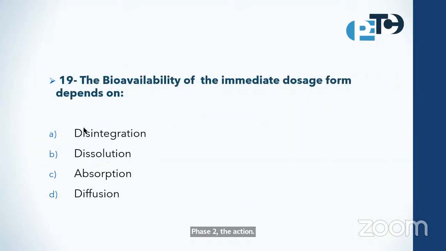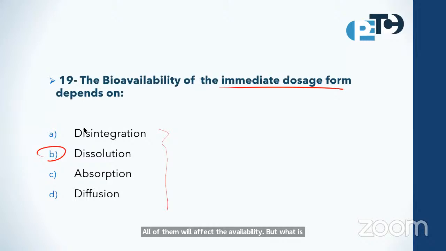The next one. The bioavailability of an immediate dosage form depends on what? To increase the bioavailability, what do you need? Increase disintegration, dissolution, absorption, or diffusion. The first limiting step is dissolution. All of them will affect the bioavailability, but what is the first? It is dissolution. If the drug does not dissolve, it will not absorb. Okay.